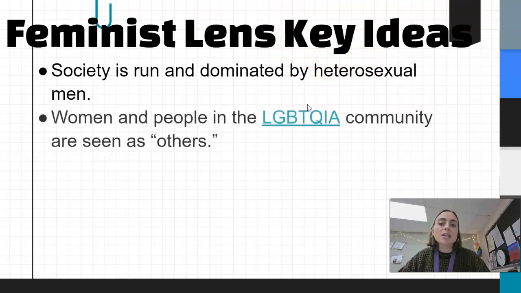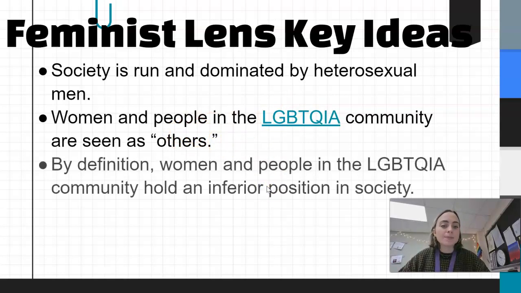And by definition, that means that women and people in the LGBTQIA community are seen as others who hold an inferior position in society. So while the white straight men are the ones having political positions of power, making decisions, making money, the women, the queer people are at the bottom of society, not being valued or given power.